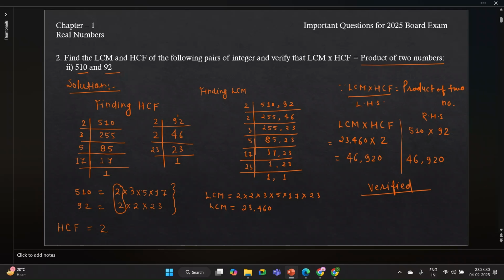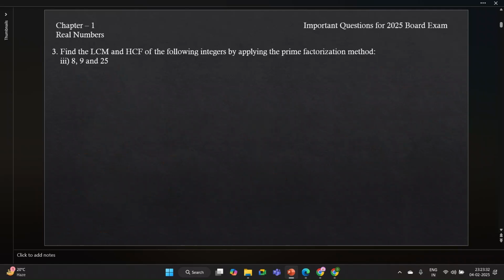We are going for the next question. So now the third question, and it's a most important question for your upcoming exam. Okay, I'm solving it down here. Basically, what we have to do in this question: find the LCM and HCF of the following integers by applying the prime factorization method. 8, 9, and 25.